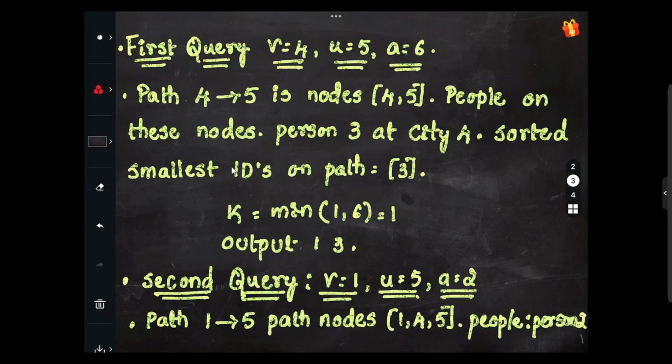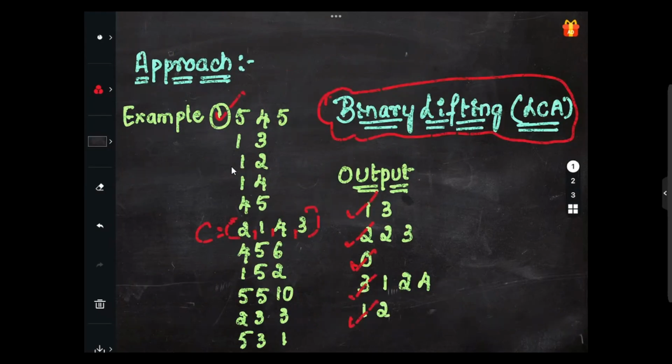They have already mentioned the graph as well: 1 to 3, 1 to 2, 1 to 4, then 4 to 5. Next to that, they have mentioned the queries as well, right? In the first query, we have v equals 4 and u equals 5. So let's consider this query, and these are the edges. These remain the same.